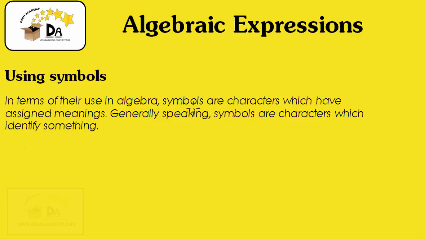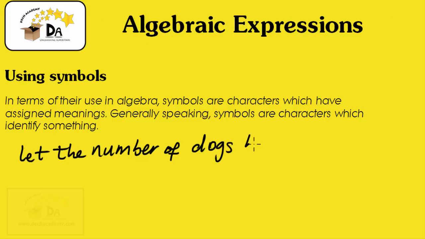Now, symbols, which most of you are familiar with, can be defined as characters which identify something, but more commonly in algebra, symbols are characters which have assigned meanings. You must have come across situations where you say let something be x. For instance, you can say let the number of dogs be x. X here is a symbol and its meaning is number of dogs. So x is being assigned the following meaning: the number of dogs. So anyway you see x, we know we're saying the number of dogs. So if someone says x is 10, we're saying there are 10 dogs. The number of dogs is 10.